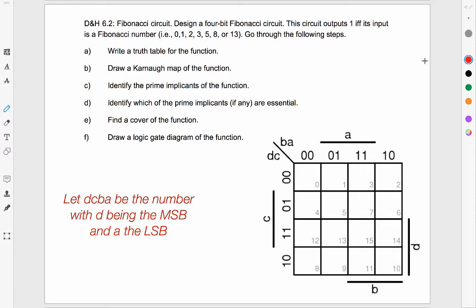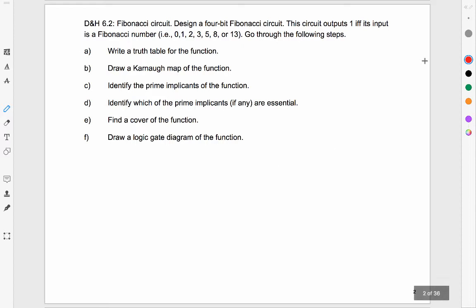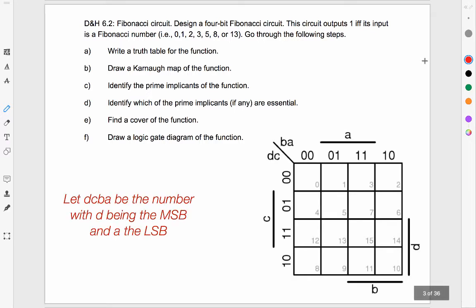One thing in this problem, when faced with something like this where I left it loose, I did not specify any particular input output. If you notice, I say let DCBA be the number, with D being the most significant bit and A the least significant bit. If you don't write that, then I don't know what mapping you are using. In the first problem set, there were several students who, in that case the inputs were given, but they were not called ABCD.